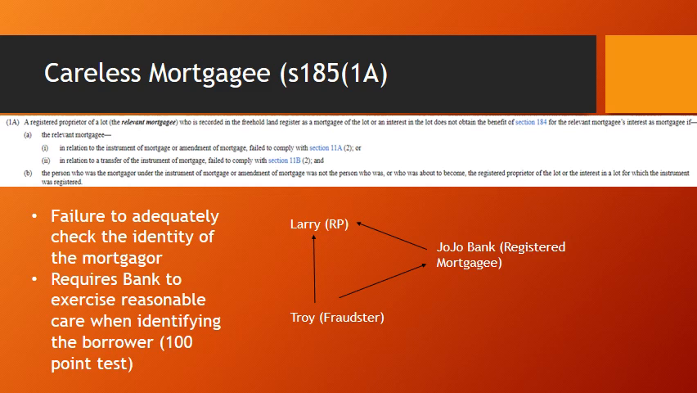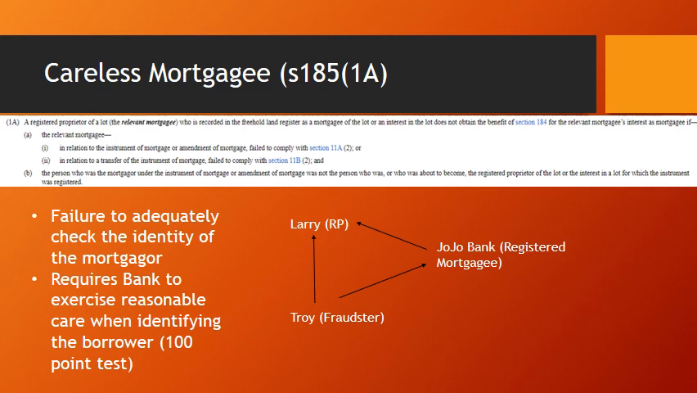So Jojo Bank becomes a registered mortgagee. Poor old Larry is sitting on his title, right? So the mortgage is sitting on Larry's title. The security for the loan between Troy and Jojo Bank is sitting on Larry's title. So in such a case, 184 would say, well, Jojo Bank has registered interests.